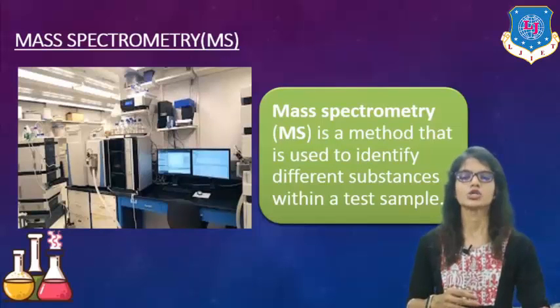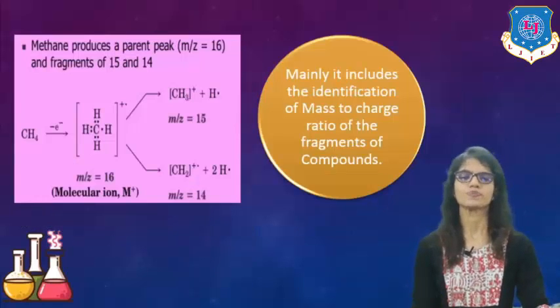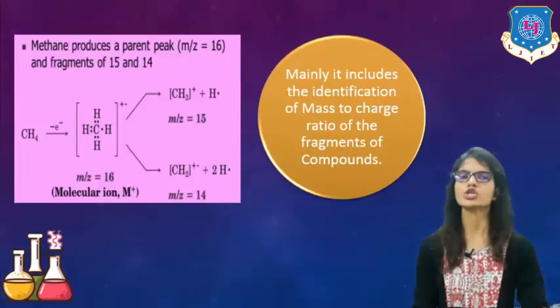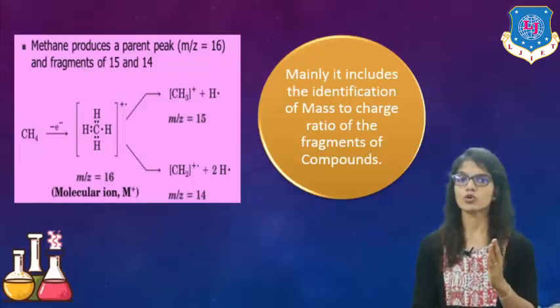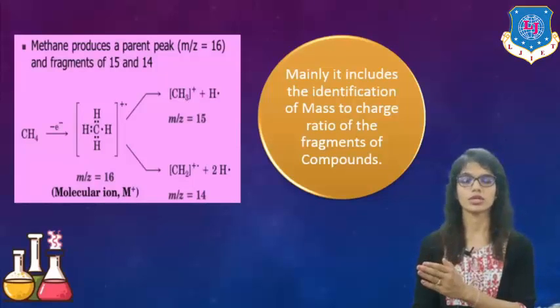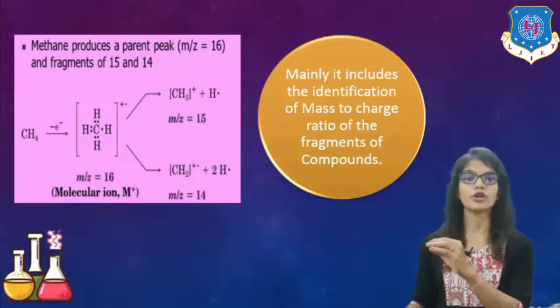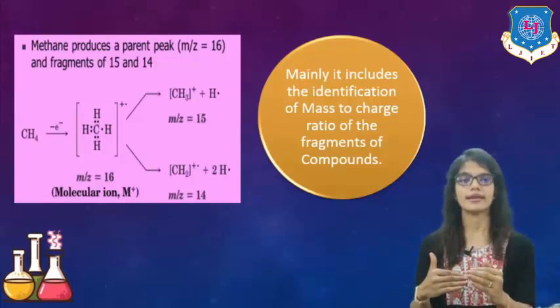Okay? So, here, mainly it includes the identification of the fragments. Okay, the mass to charge ratio of the fragments of the compounds. The first and foremost thing for mass spectrometry is that we have to fragment our compound, and after that, that particular fragment will be identified, right?